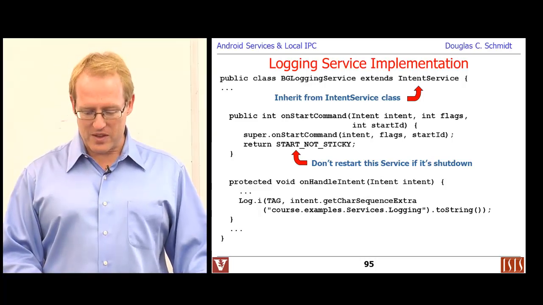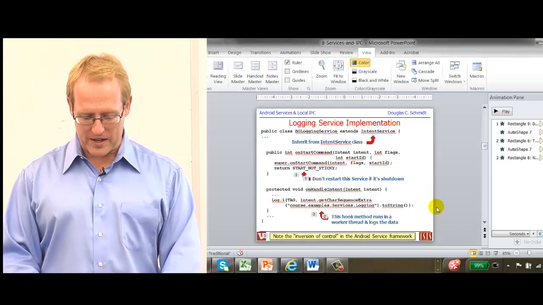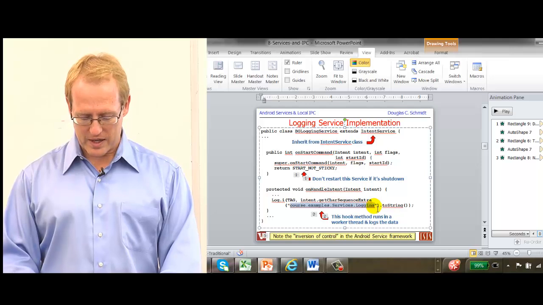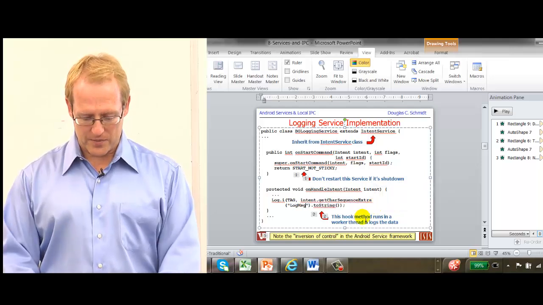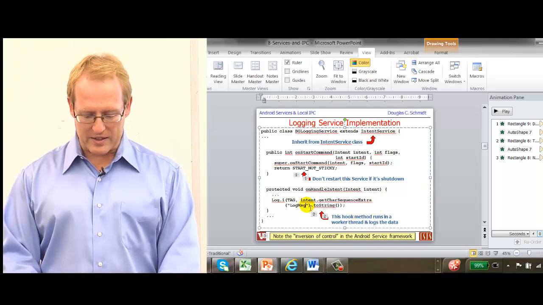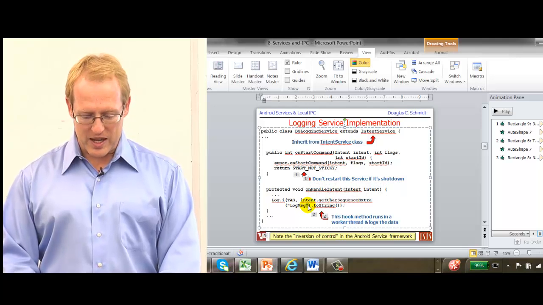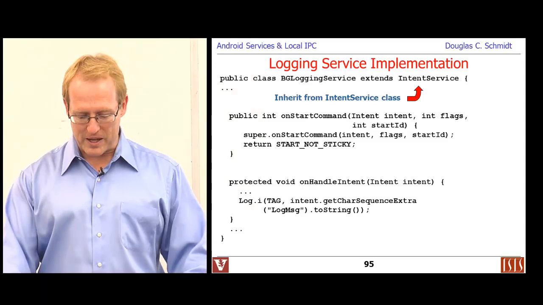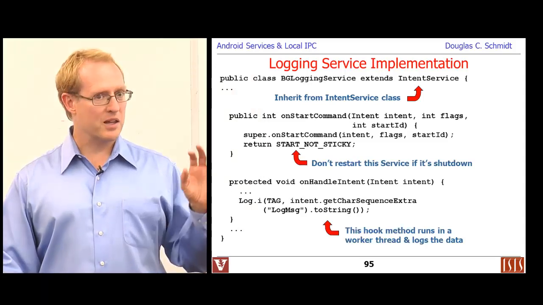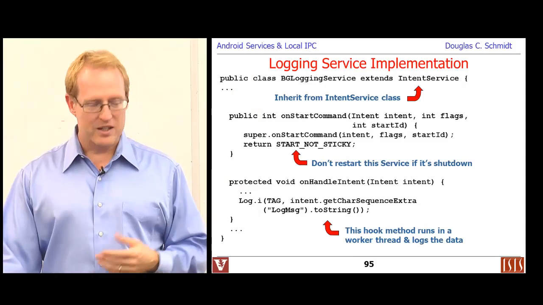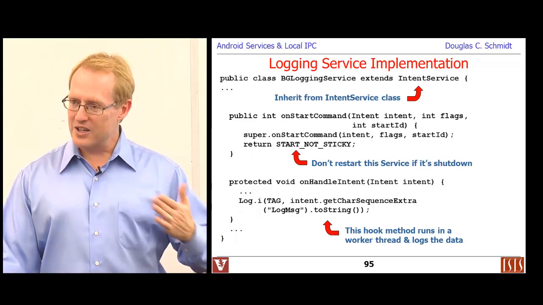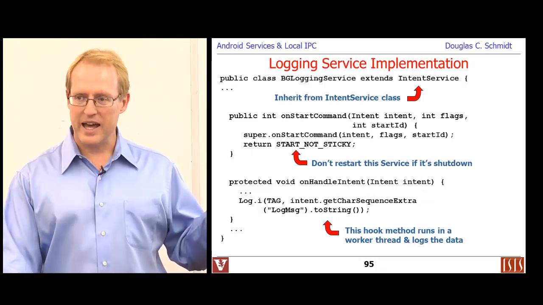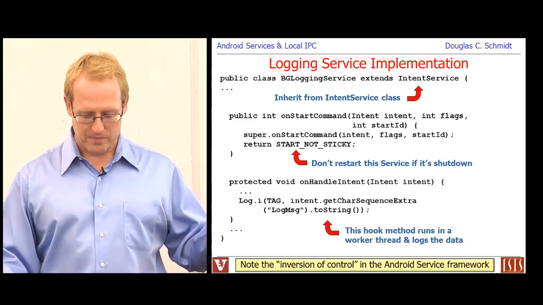And then the onHandleIntent method, which I'm going to tweak a little bit to say log message. When the onHandleIntent method gets called, it takes the intent that's passed in and it extracts out from it the extra that we passed in, which was the log message, turns it into a string, and then goes ahead and prints that string using the logcat mechanism, the logging API.